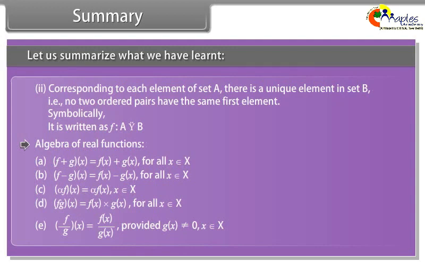Algebra of real functions. (f + g)(x) = f(x) + g(x) for all x belongs to X. (f - g)(x) = f(x) - g(x) for all x belongs to X. (αf)(x) = α into f(x), x belongs to X. (fg)(x) = f(x) into g(x) for all x belongs to X. (f/g)(x) = f(x)/g(x), provided g(x) not equal to 0, x belongs to X.